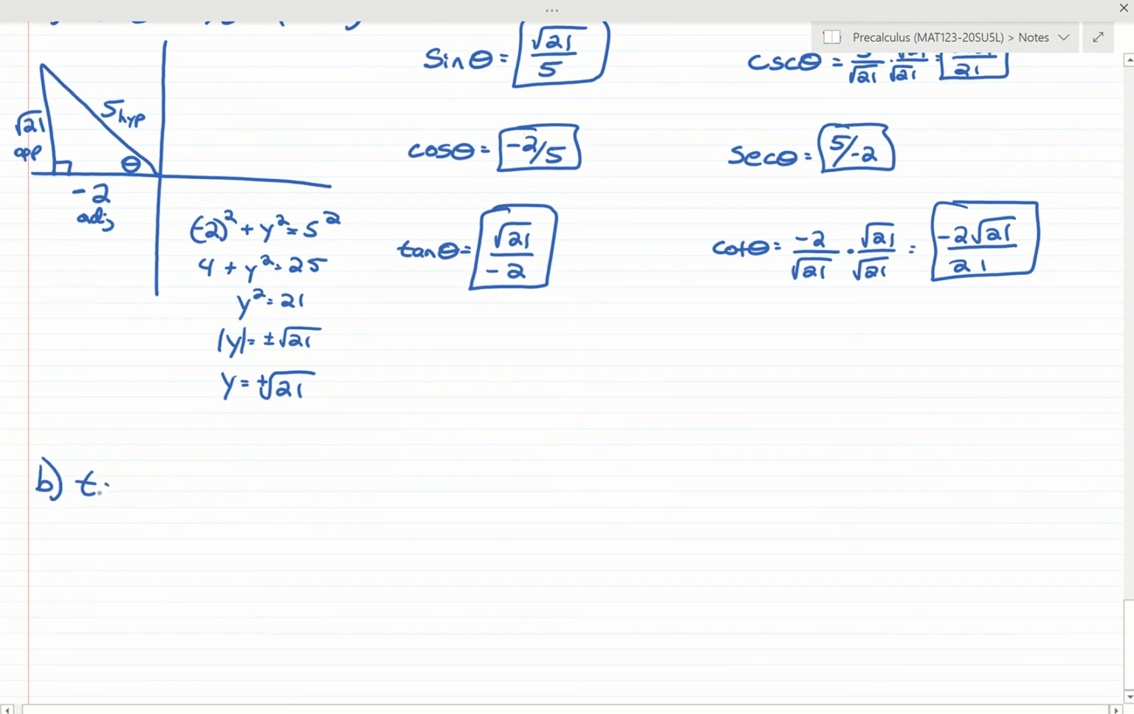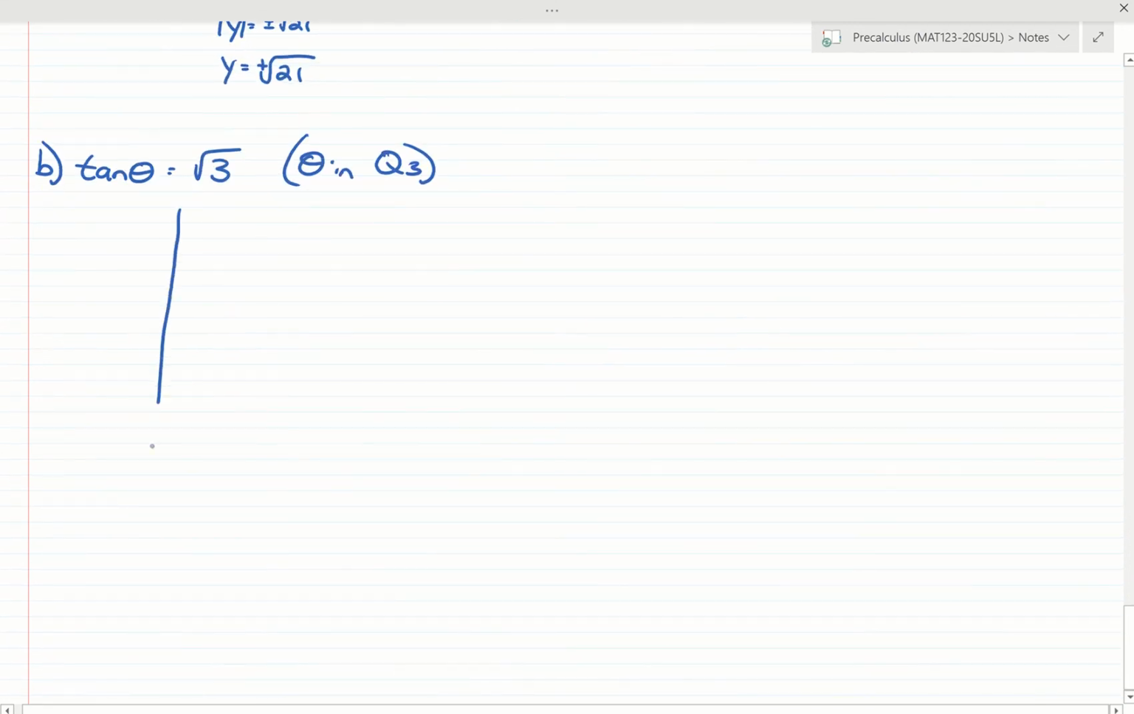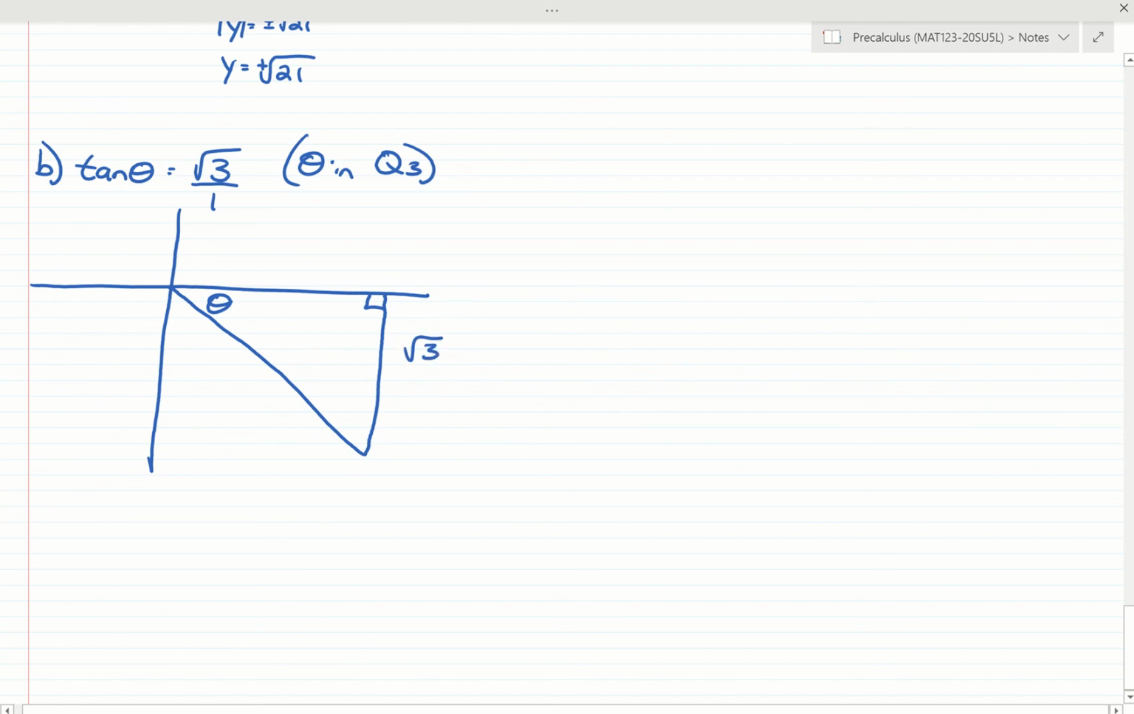What about if tangent of theta was root 3 and theta is in quadrant 3? Okay, so we'd be over there. Now we don't have a fraction, but we can make any number into a fraction by writing it over 1. Tangent, if you remember, is opposite over adjacent. In quadrant 3, I'm sorry. Didn't look right. Quadrant 3 would be over here.